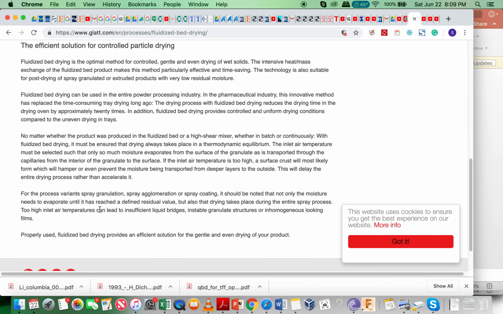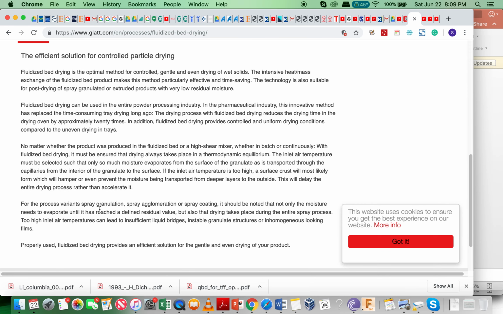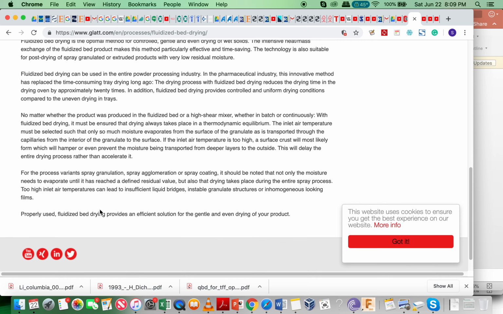Properly used, fluidized bed drying provides an efficient solution for the general and even drying of your product.